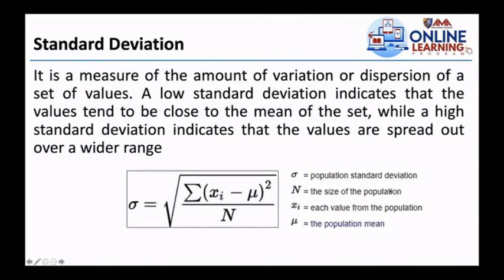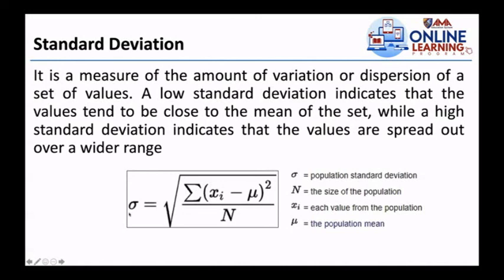Now, standard deviation, whether it's a sample or population standard deviation, is a measure of the amount of variation or dispersion of a set of values. A low standard deviation indicates that the values tend to be close to the mean of the set. So remember the word mean. Remember, mean is a measure of central tendency, but still here, it's related to a measure of dispersion, such as standard deviation. A high standard deviation indicates that values are spread out over a wider range. Now, you have to mention the mean because the mean is in the formula of the standard deviation.